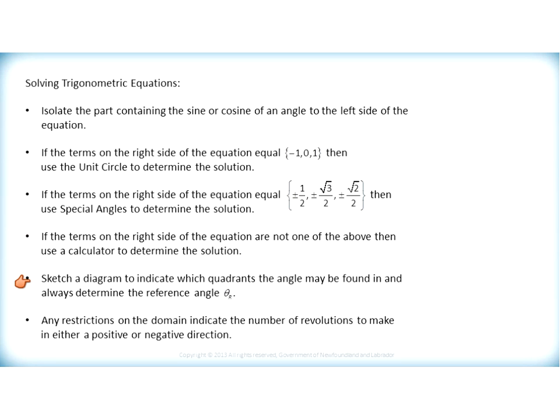Always sketch a diagram to indicate which quadrants the angles may be found in, and always determine the measure of the reference angle, theta r. Any restrictions on the domain indicate the number of revolutions to make in either a positive or a negative direction. So let's look at some examples.